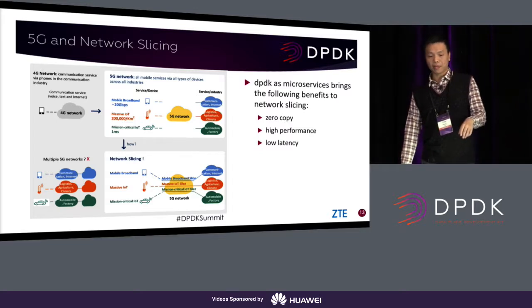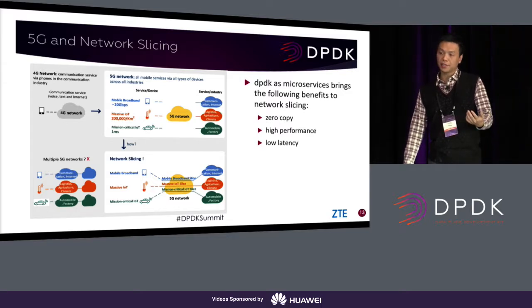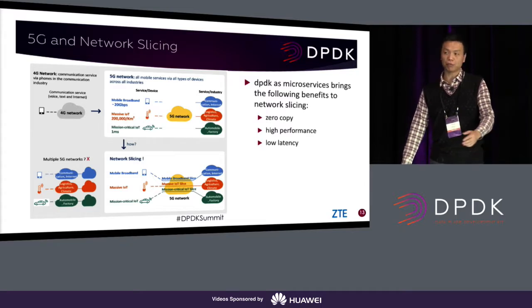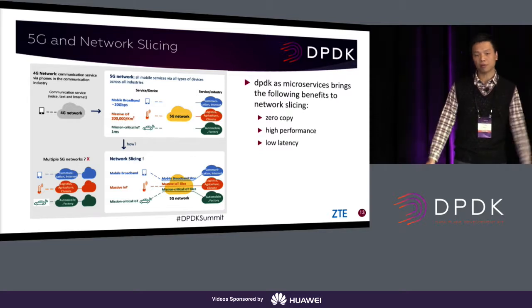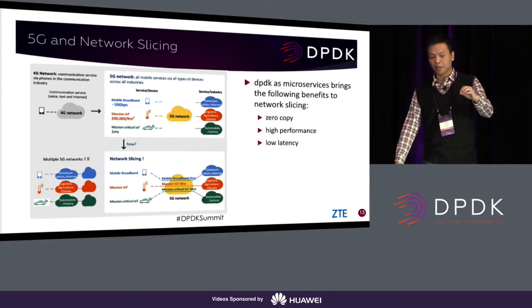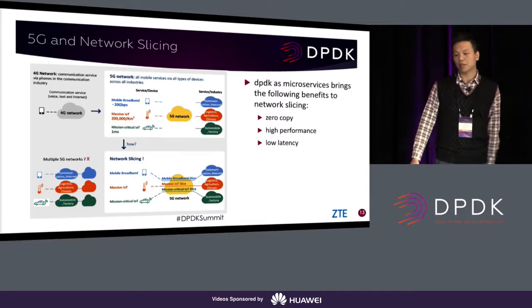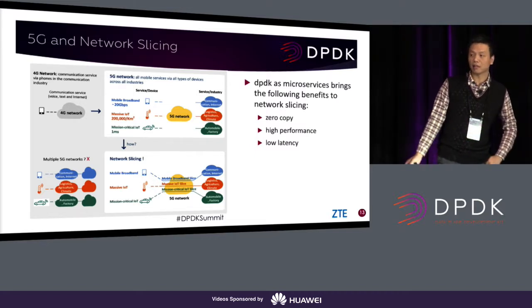And the second is ultra-reliable and low latency communication, such as managed car. And the third is massive machine type communication, such as climate and agriculture. And when DPDK is used in this situation, we can achieve zero copy, and it will bring high performance and low latency.